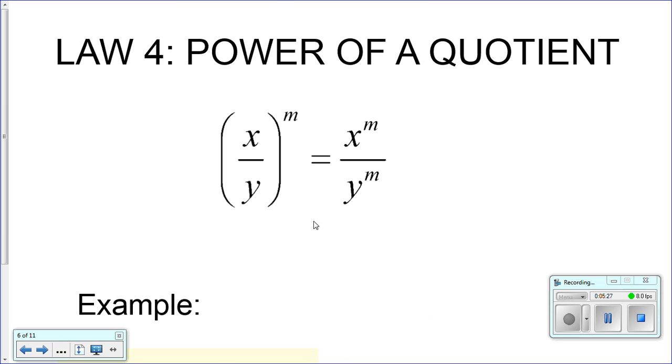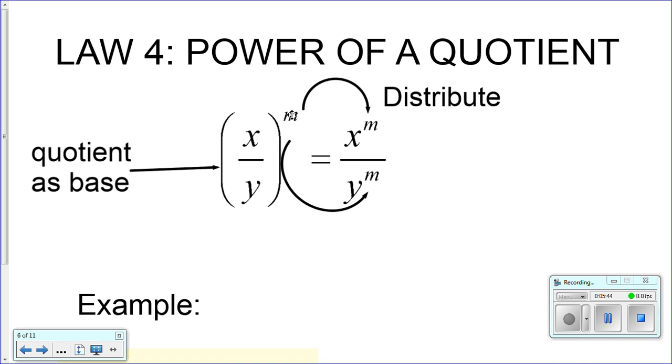Alright, the power of a quotient. That means you have a quotient on the inside and the exponent m on the outside. Same thing as with the power of a product, you apply that exponent to every part inside. So we have a quotient as the base, and we distribute that exponent to both the top and the bottom. So x to the m over y to the m.